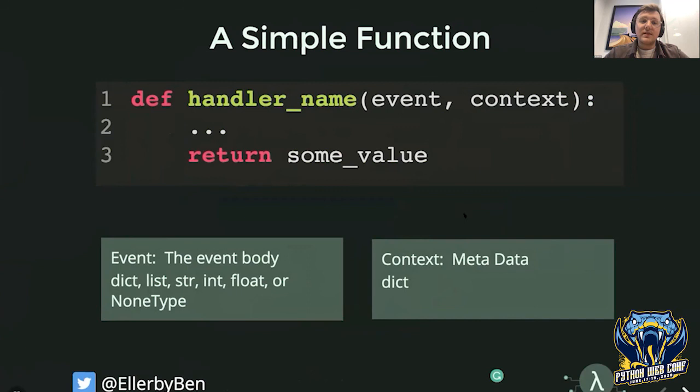Now, the event body can be a dict, a list, a string, an int, a float. The typing isn't too strict there. And the context would be metadata around things like headers on that request. Not all handler functions respond to HTTP, but when they do, the return of this function will then be the response that comes back from that API request.